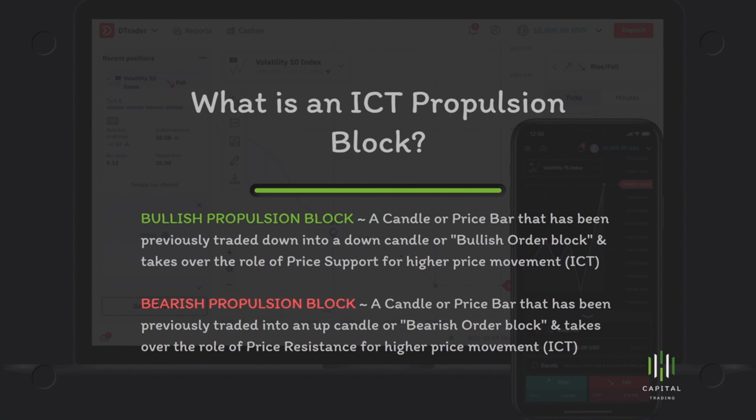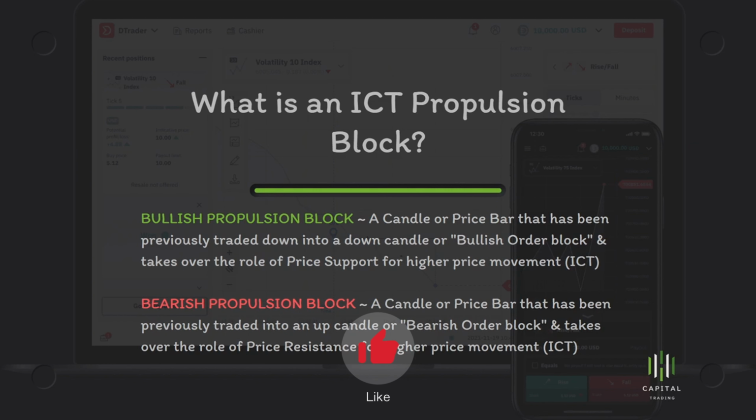Block. So when we look to go bullish, this is how we define a propulsion block: a candle or price bar that has been previously traded down into a down candle, or a bullish order block, and takes over the role of price support for higher price movements.